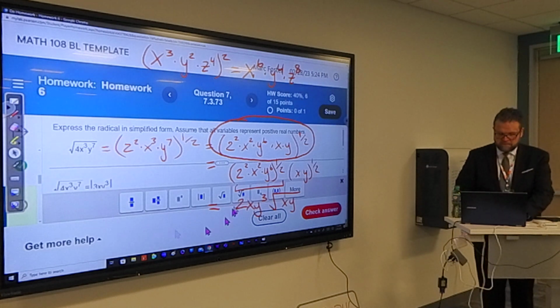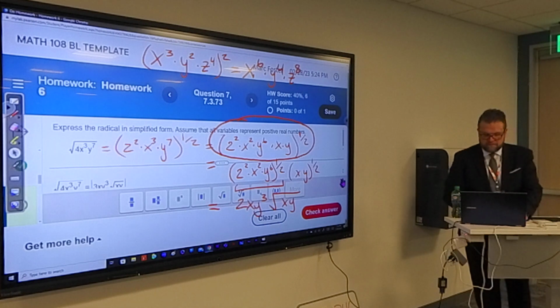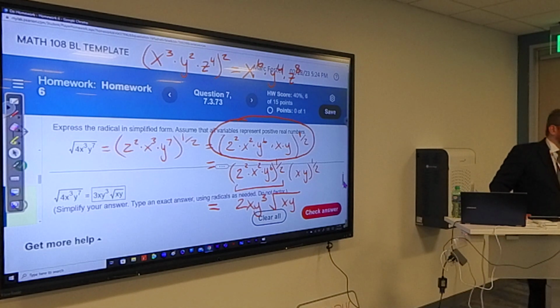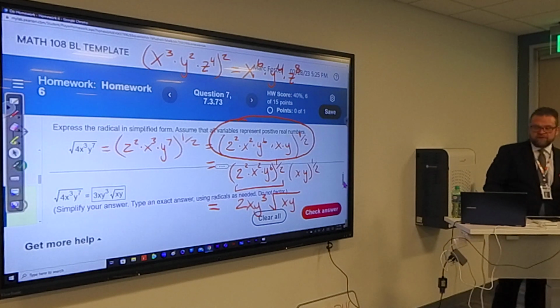What if the exponent for y is an odd number? If you divide by half? It is an odd number to start with, right? It was a 7. My index is even. My index is 2. So I need pairs.